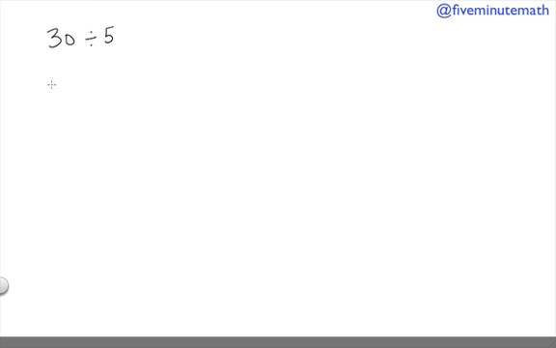Alright, so we're looking at dividing by 5. And no matter how we write it, with the division symbol, as a fraction, or long division style, the answer is 6. So let's look at a few other examples.